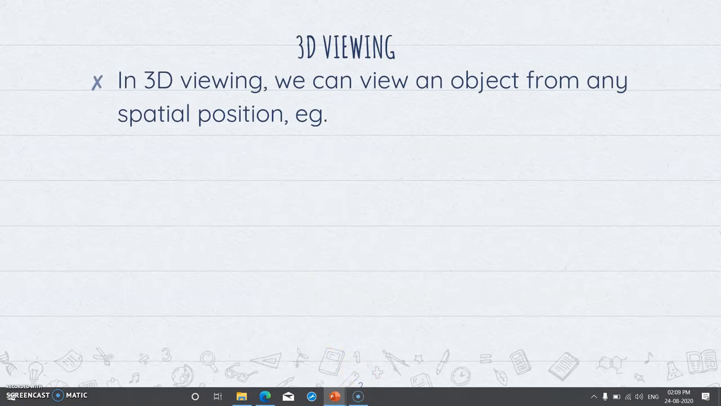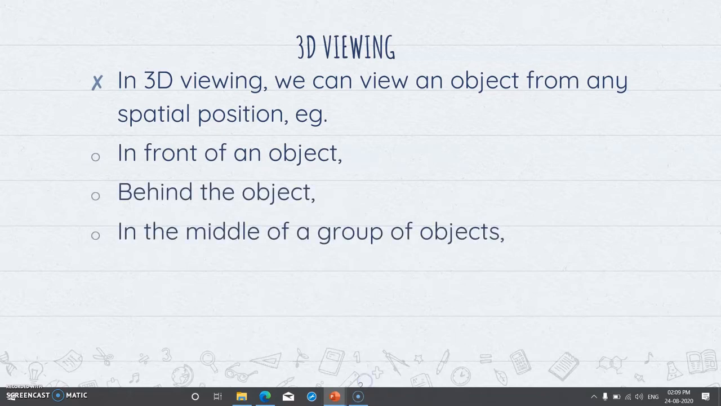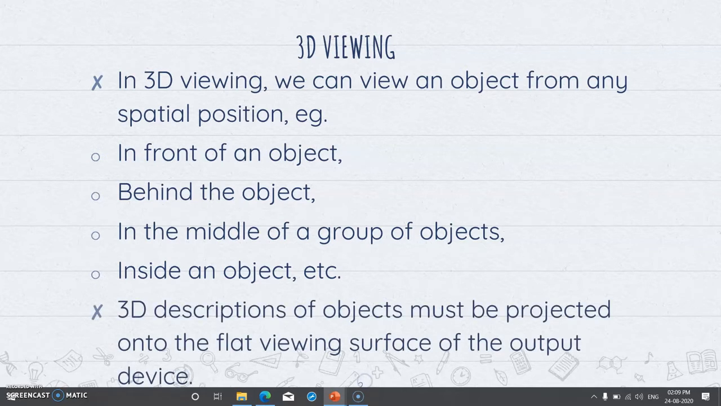In 3D viewing, we can view an object from any spatial position. That is, in front of an object, behind the object, in the middle of a group of objects, and also inside an object. So we can choose any spatial position in 3D viewing. 3D descriptions of objects must be projected onto the flat viewing surface of the output device.